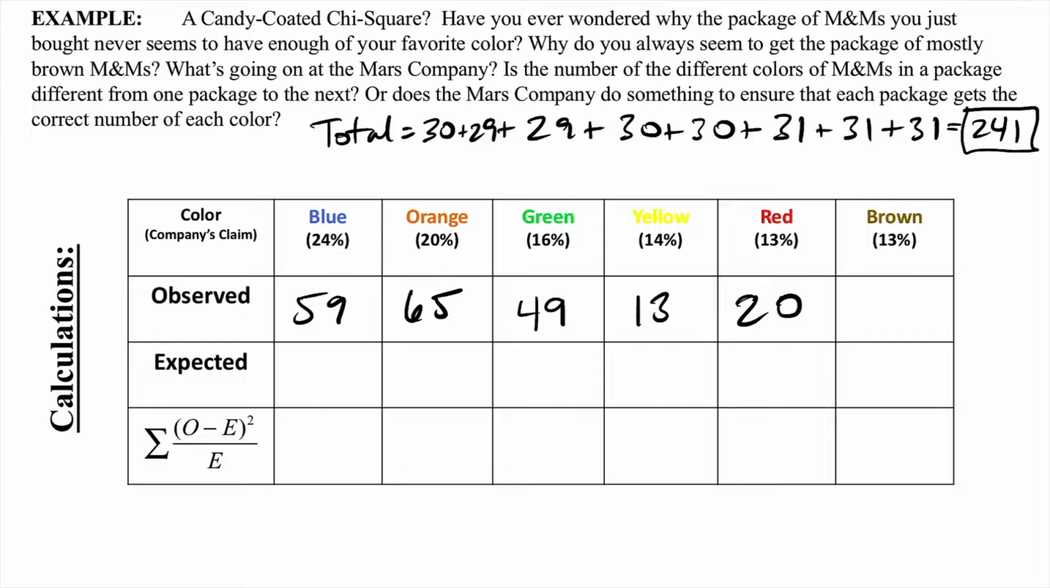And then last color, brown. How many browns? 5, 10, 15, 25. Yes, 25. 25 plus 8 plus 3, 30, 36. 36 browns. Hopefully that makes 241.